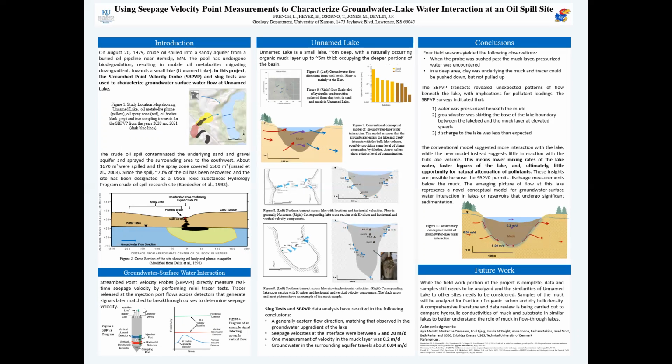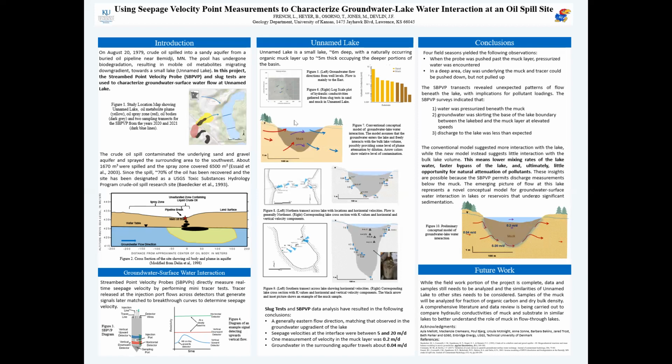The SPVP is a relatively new technology used to directly measure real-time seepage velocity using mini tracer tests. Tracer is released at an injection port, shown here, and carried across detectors, which then send a signal to a data logger. Flow direction is determined by looking at these signals. Here we see a sketch of the probe color-coded to match the signal colors on the right. So this would be a hit just on the upwards detector and baseline at the other two. That means tracer is injected and it's just carried past the upwards detector.